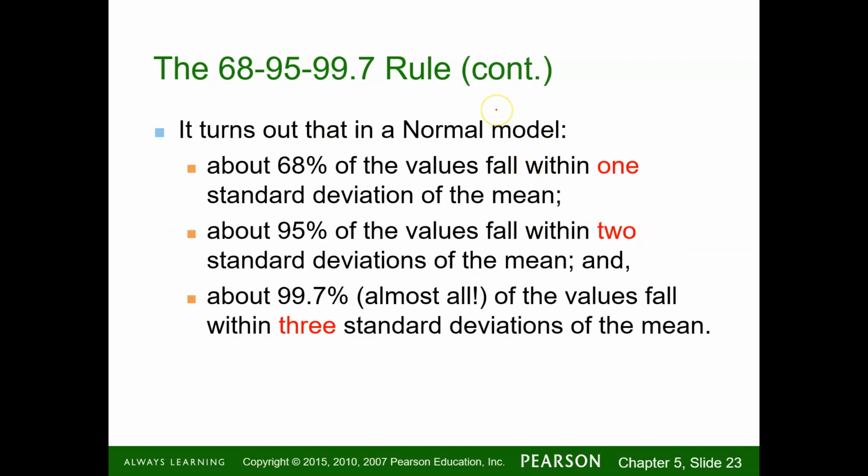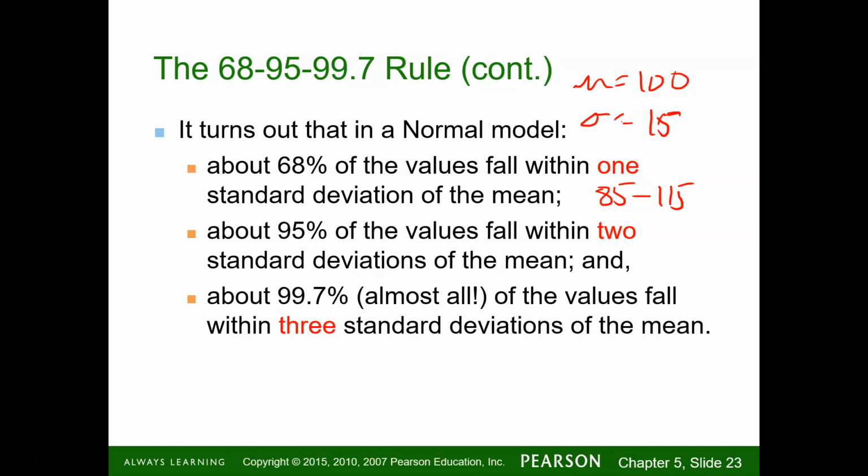If data follows a normal model, this is called the 68, 95, 99.7 rule. About 68% of the values fall within one standard deviation of the mean. So, if your mean was 100 and your standard deviation was 15, 68% of your values would be between 85 and 115, right? Because you go one standard deviation in both directions.